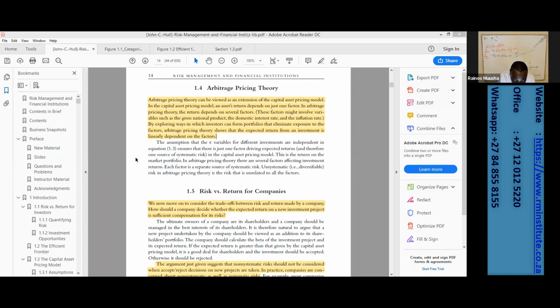Which means when it comes to arbitrage pricing theory, they are basically saying that there are other factors that you have to take into account. You are not only taking into account one risk factor, like, for example, if you look at the capital asset pricing model, which depends on the beta multiplied by the excess of the market return over the risk-free rate of return as well.